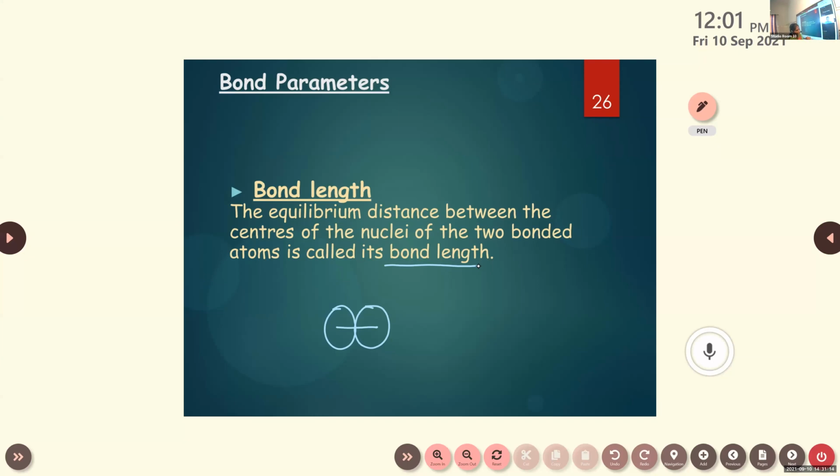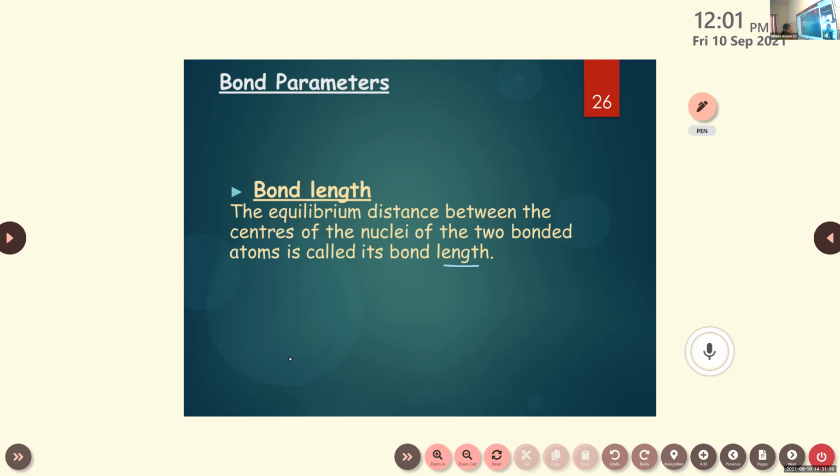Okay. Jewel, can you please read? Yes, ma'am. The equilibrium distance between the centers of the nuclei of two bonded atoms is called its bond length. Okay. Centers of the two nuclei of the two bonded atoms is called its bond length.